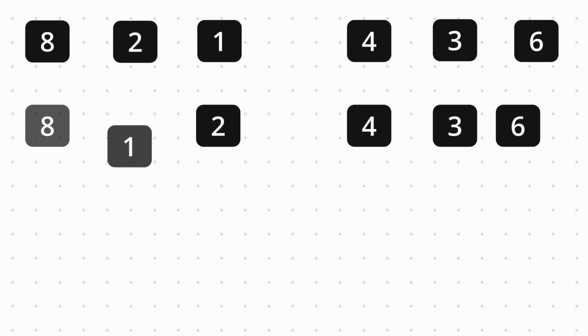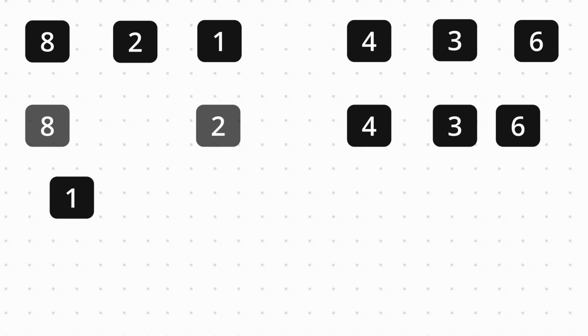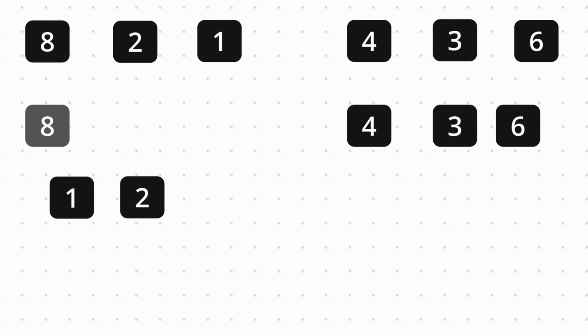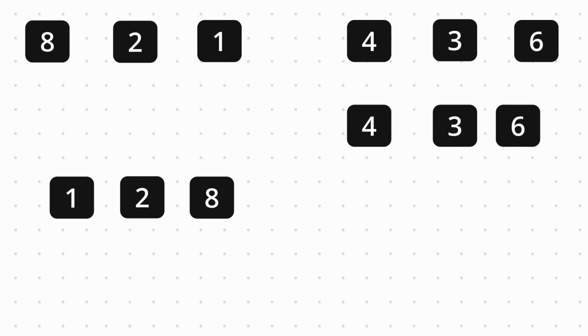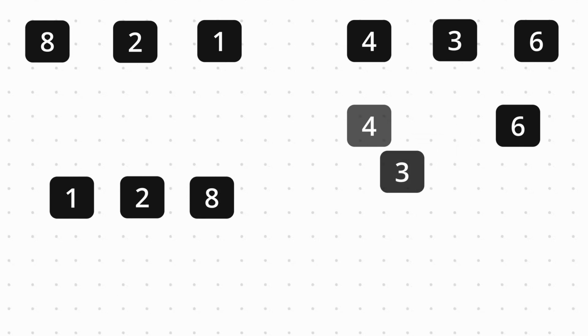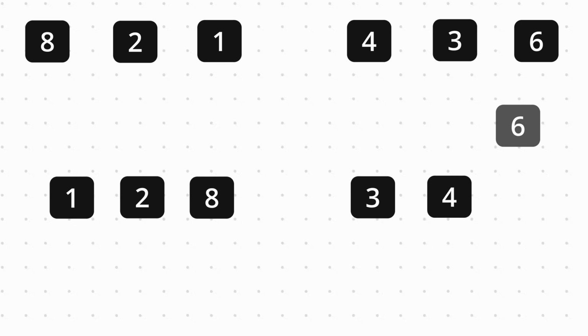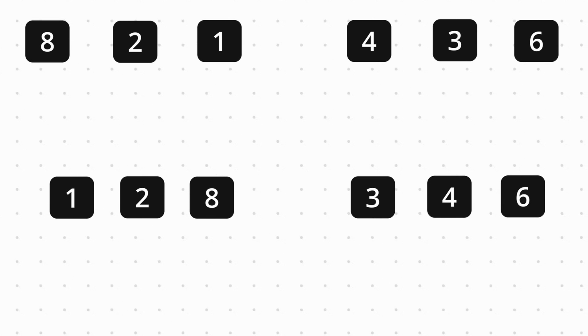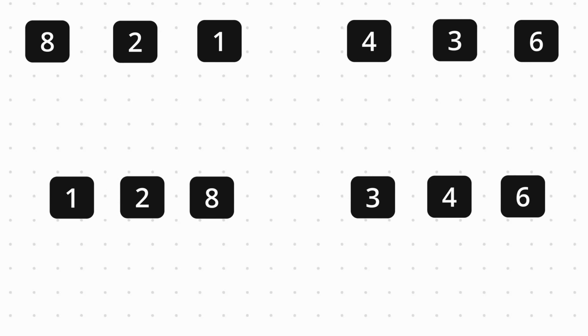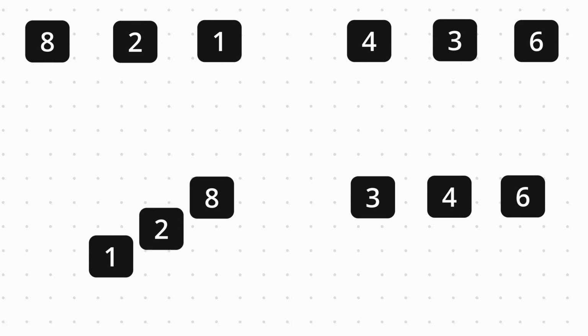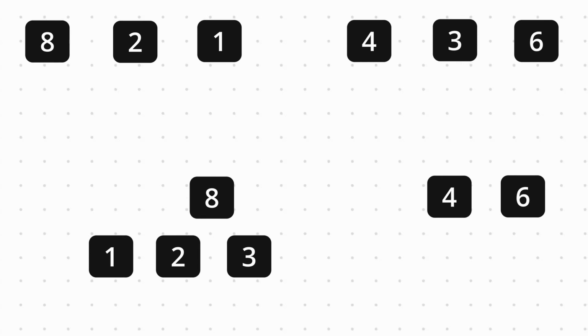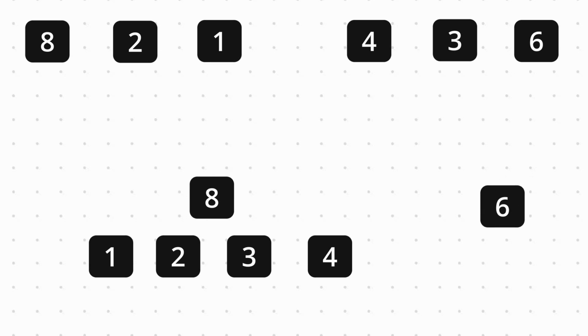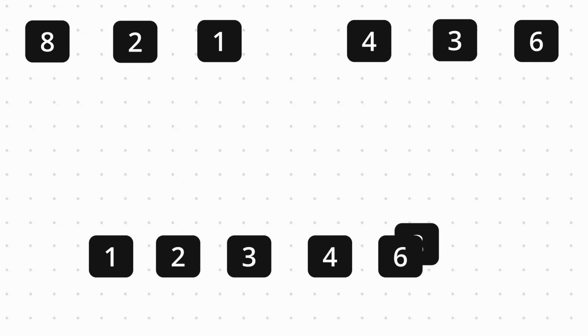1 is less than 8, so 1 comes first. 2 is less than 8, so 2 is next. Finally, 8 is added to the end of the list. Now for the other list. 3 comes before 4, 4 comes before 6, and then 6 is added to the end. Finally, let's sort the entire list. 1 comes before 3, 2 comes before 3, 3 comes before 8, 4 comes before 8, 6 comes before 8, and then 8 is added to the end.